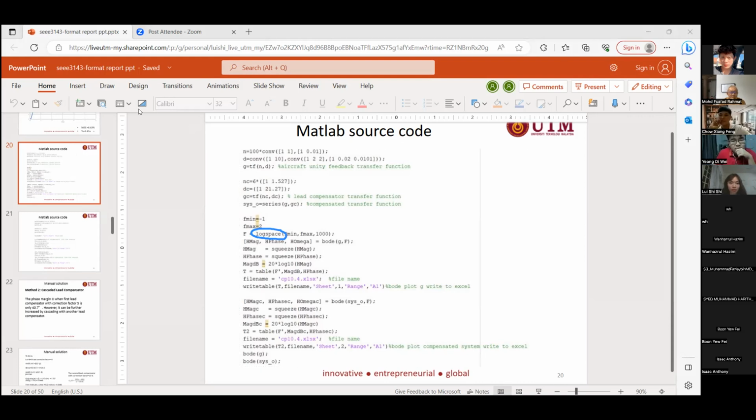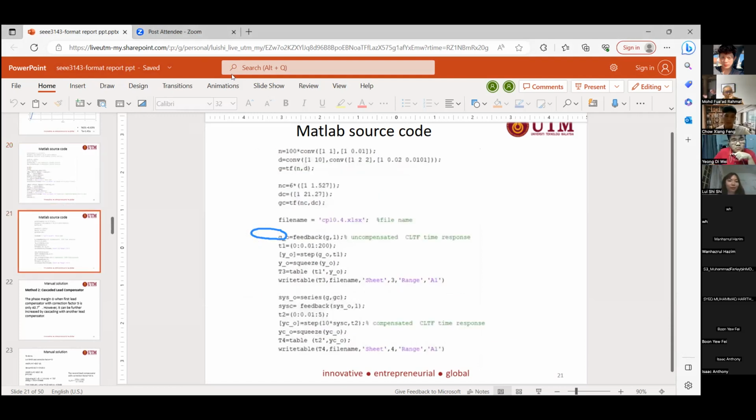Okay, Louis, continue. So that's all for the method. Then pass to Chao Xiang Feng. One last question. Pass to Yong Yu, to Louis Shishi. Yes. What is the difference between lead and lag compensator? Three differences.